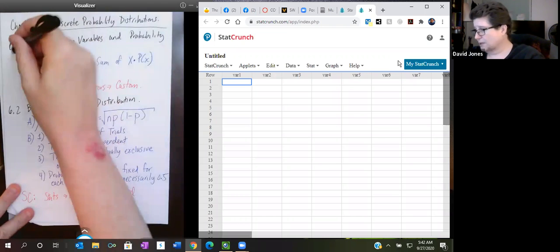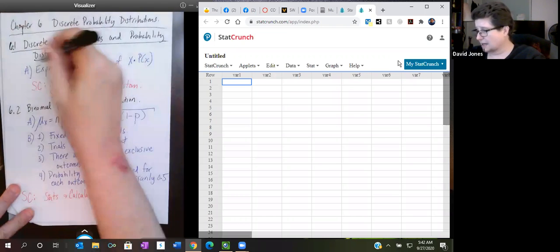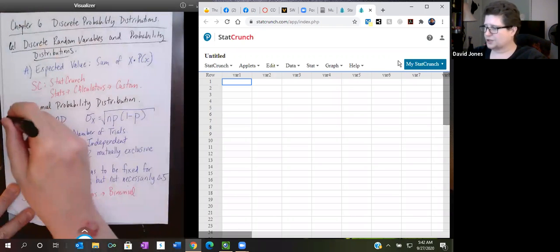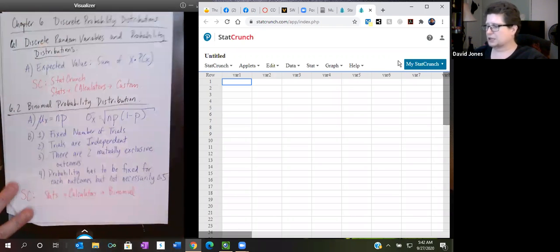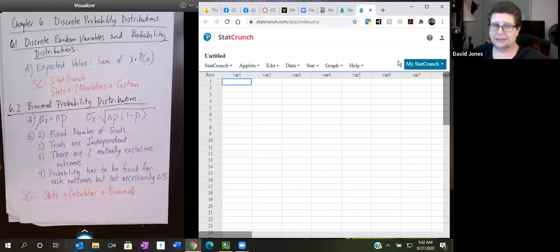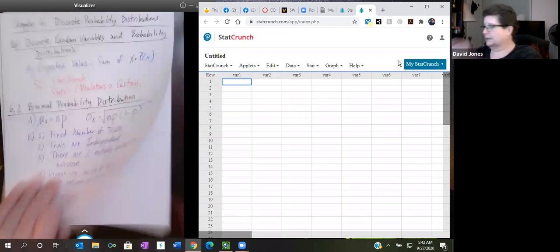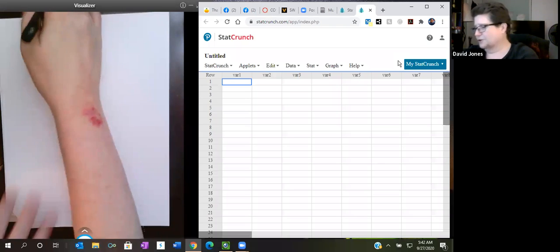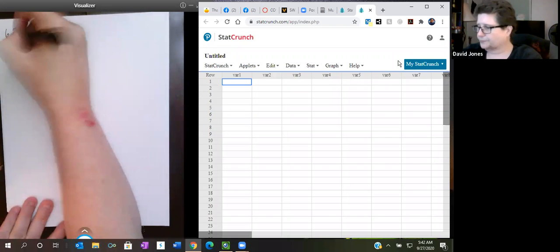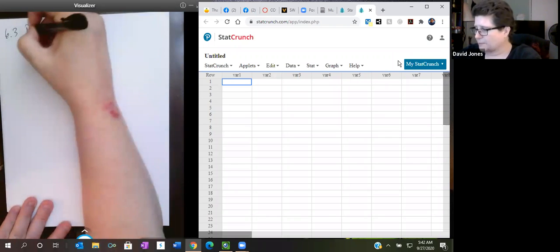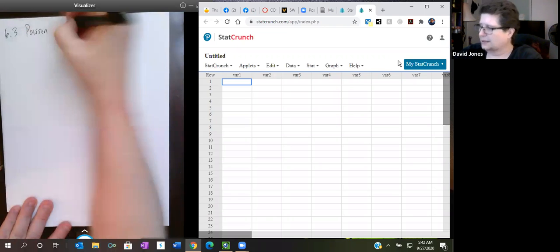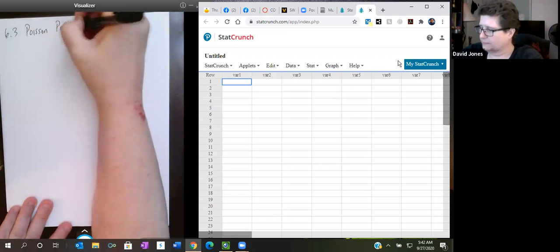So 6.1 is on probability distributions in general. 6.2 is on the specific one, the binomial probability distribution. And finally, 6.3, our final one for this section, is another specific distribution. It's called the Poisson probability distribution.